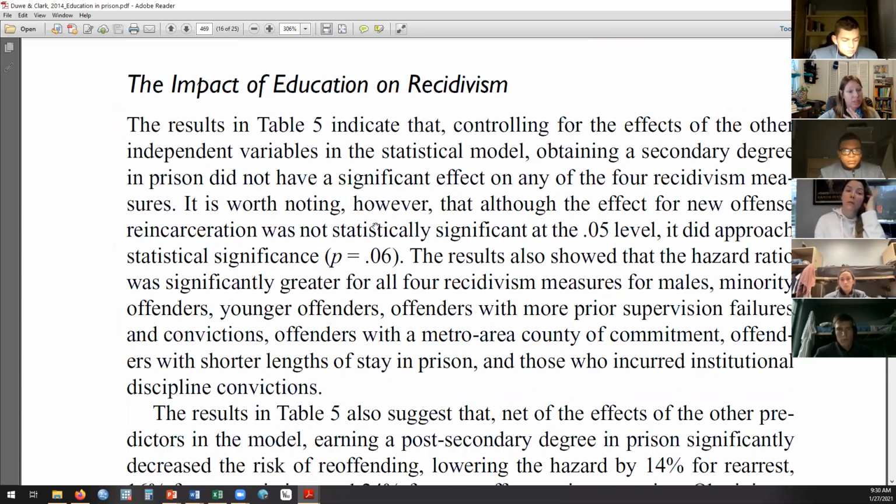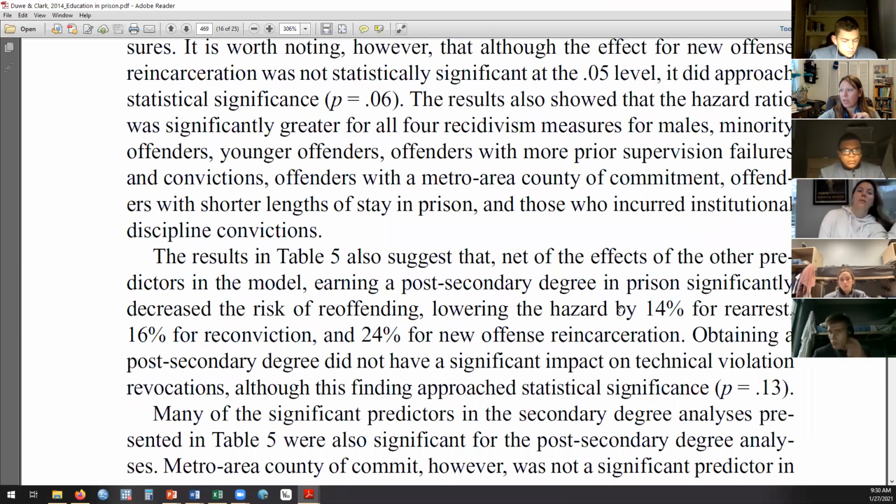So here's recidivism specifically, and we can see, look right here. So it reduced the hazard, which just means the likelihood that this is going to happen, by 14% for rearrest, 16% for reconviction, and 24% for reincarceration. So if we wanted to put specific percentages with what we saw from above, we've got it right here, but we don't have to do that.